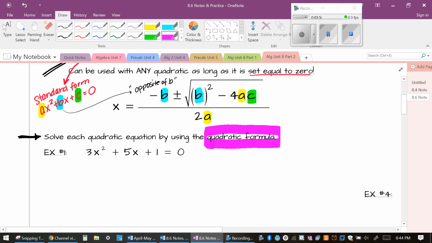Okay, so go ahead and take a minute, write down example number 1 and the directions. Pause the video and push play when you are ready.